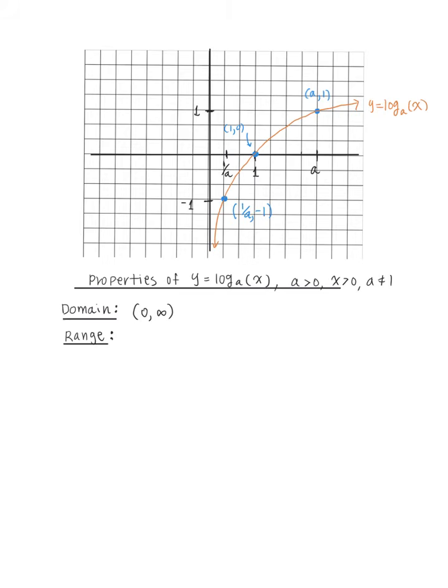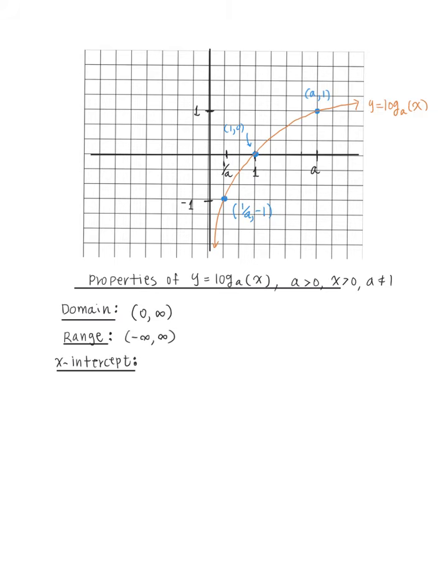So towards the bottom, this graph starts from -infinity, and then it's going to keep going up and up and up very slowly but surely. So the range is going to be all real numbers, which is from -infinity to infinity.